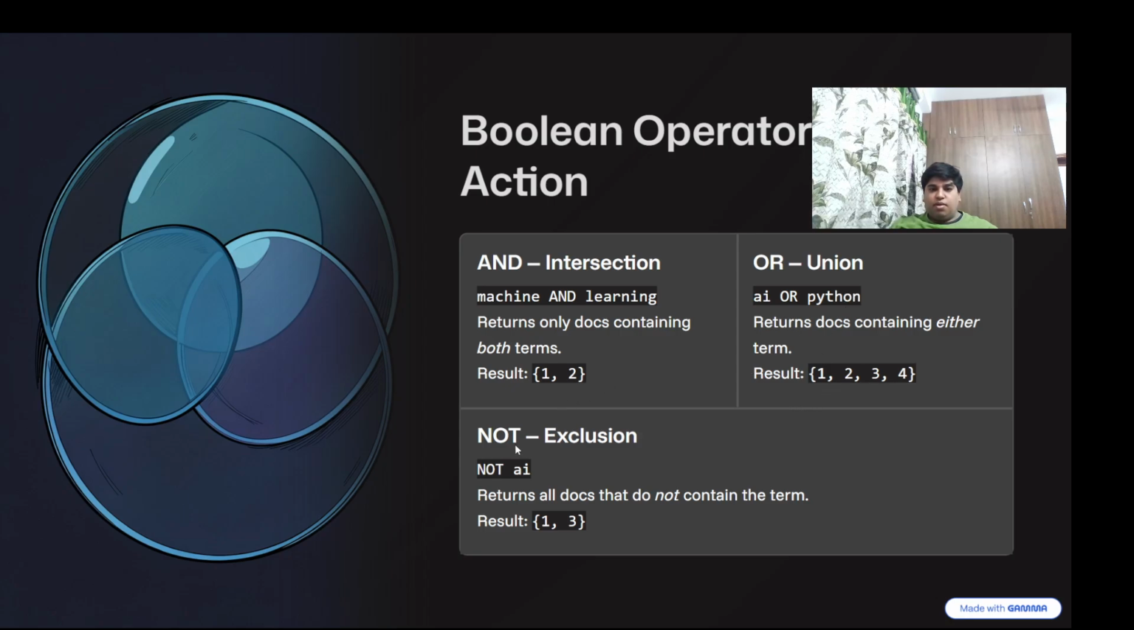And similarly, the exclusion NOT operator. So if we want NOT AI term, it will return all the docs that do not contain the term, such as 1 and 3.